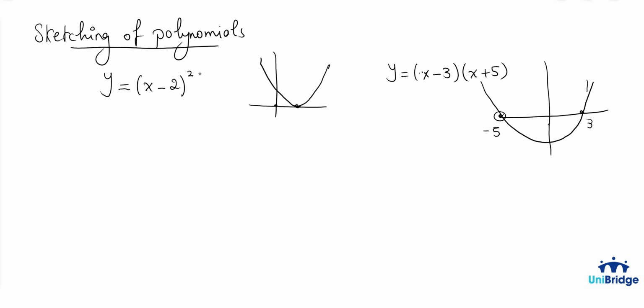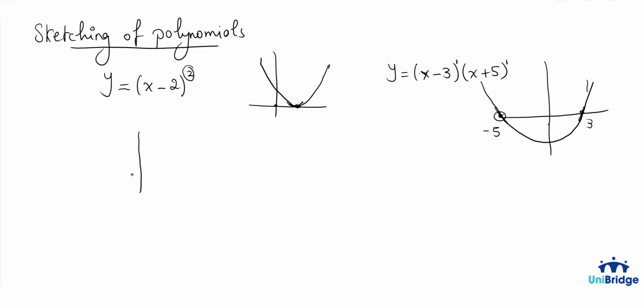So we can notice something: when you have the bracket squared, the parabola rebounds on the x-axis, it does not cross. Versus when you have brackets with power of 1, they're not squared, the parabola crosses the x-axis from the positive to the negative, or from the negative to the positive.